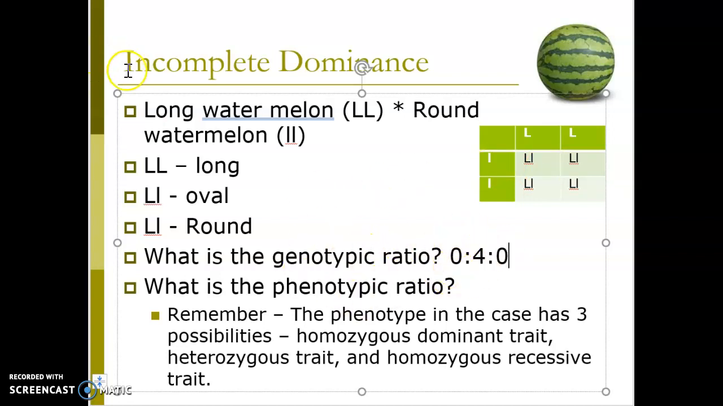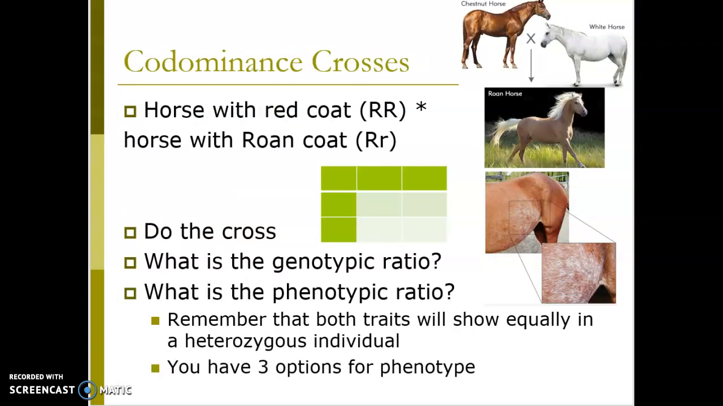Now remember our trick from before, if it's anything but complete dominance, your phenotypic ratio is going to be the same because I have 3 ways to look. So there's going to be 3 numbers. So I have 0 long babies, 4 oval babies, and 0 round babies. So let's try a codominance. So remember, co, showing both traits.